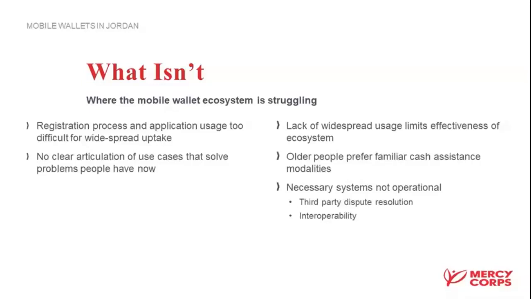There's also a lack of widespread usage. The predominant usage of mobile wallets in Jordan right now tends to be unidirectional, from the humanitarian sector to beneficiaries. And so that's been an issue. And then there have been some other sectoral issues, in terms of some people not being very comfortable with this modality, and other missing elements of the system. So we'll go to the next slide, and I'll wrap up.